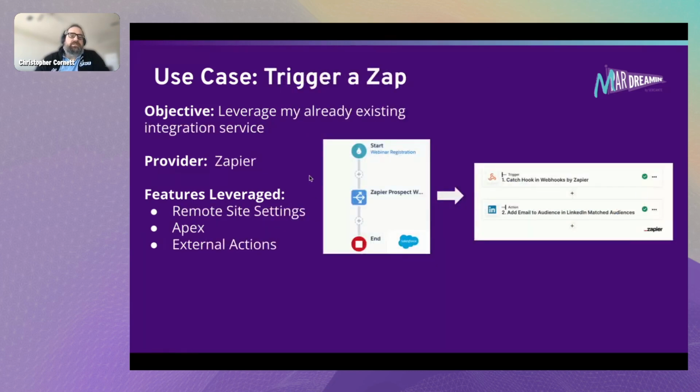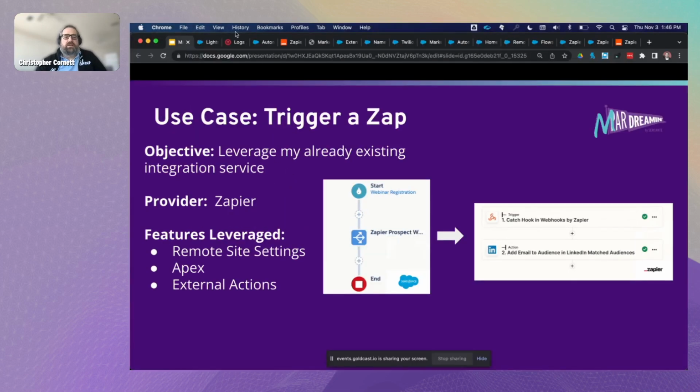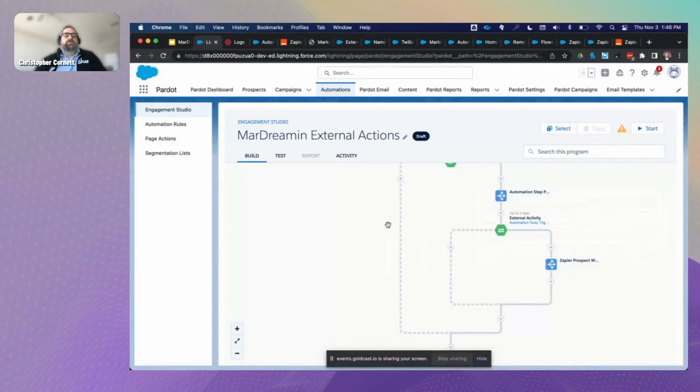Then the last one is triggering a Zap within Engagement Studio so that you can leverage an integration service that already has access to thousands of potential integrations and services, and generalize the patterns so that you can leverage them as part of your integration tool suite. This uses remote site settings, Zapier webhooks, Apex, and external actions as well. So what is this? I'm going to start on the Engagement Studio side.